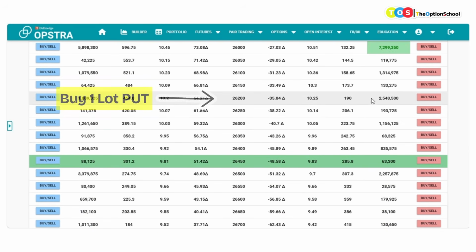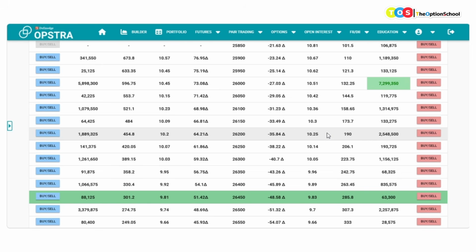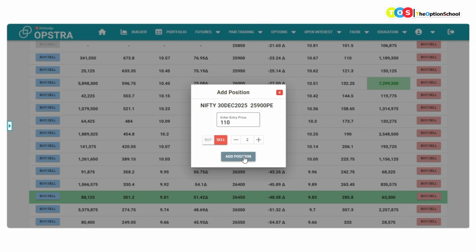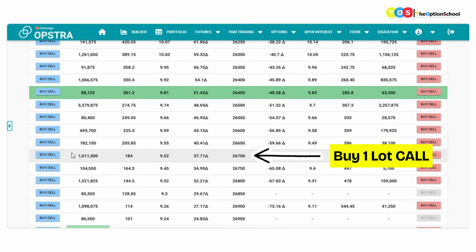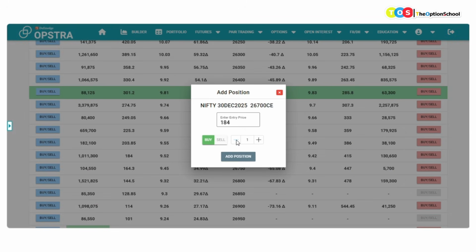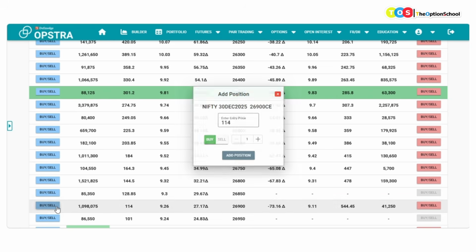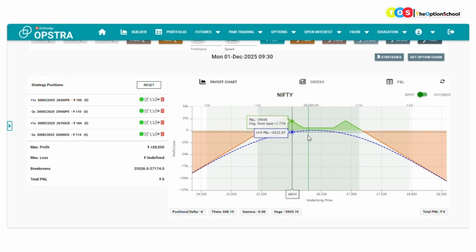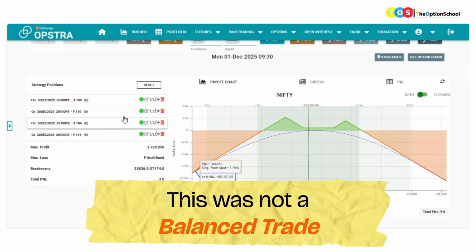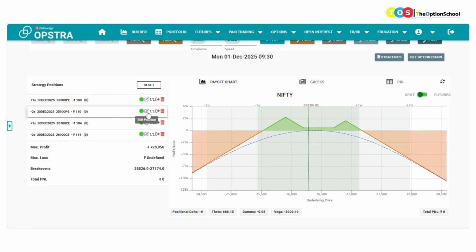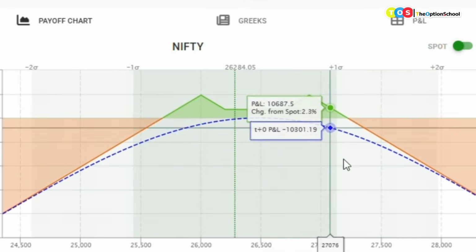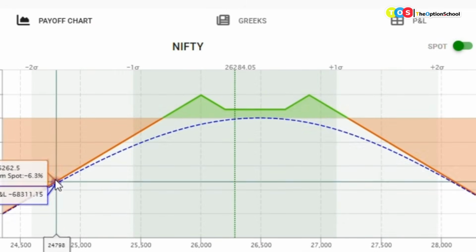So what I am doing, I am buying the 26,200 put, and maybe I am selling 25,900, sell 2 lots. Similarly, on the call side, I will buy 26,700, 1 lot, and to make it more aggressive, I will sell 2 lots of 26,900. If I see this trade, it's not a very balanced trade on the put side. So instead of 25,900, let us say I make it 26,000. So this is the trade, which is quite balanced on both sides.